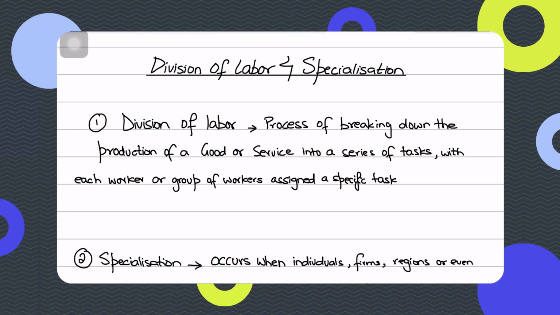Hi guys, welcome back. In this video, we're going to learn about a very good concept that is known as division of labor and specialization. Now, division of labor is the process where you break down the production of a good or service into a series of various tasks, where each worker, or a group of workers, will perform a separate, specific task.